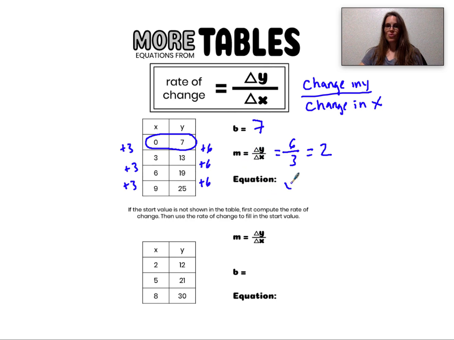All right, my equation, y equals mx plus b, y equals 2x plus 7, which I could also write as y equals 7 plus 2x.